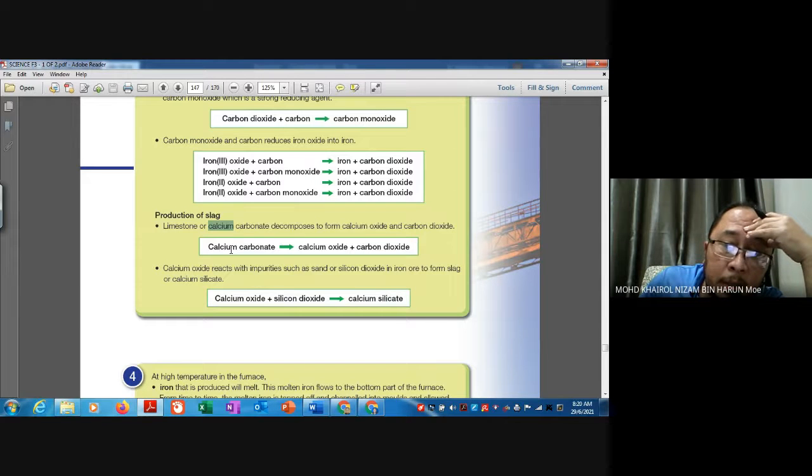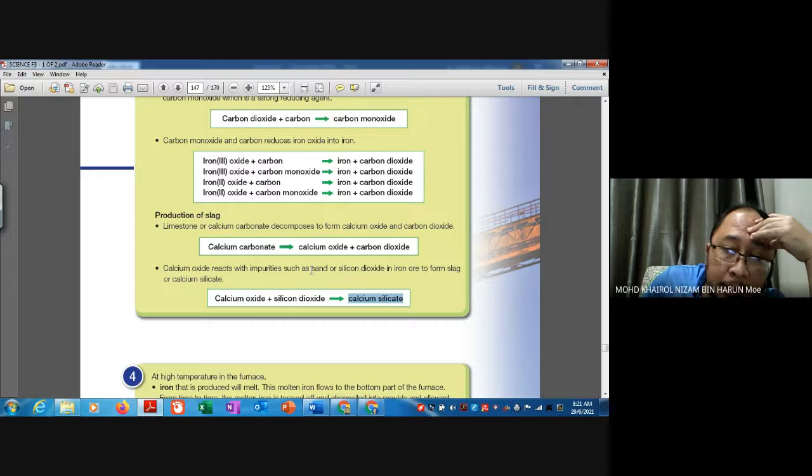When we have this, calcium oxide will react with impurities such as sand, silicon dioxide in iron ore, to form calcium silicate. So the slag itself is calcium silicate. What is calcium silicate? It consists of calcium, silicon, and oxygen.